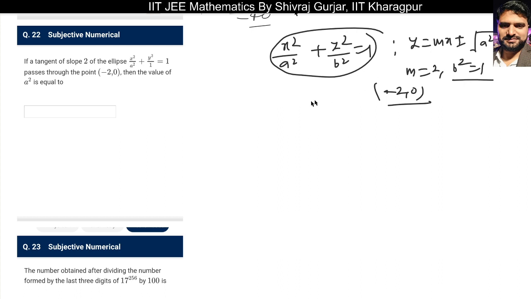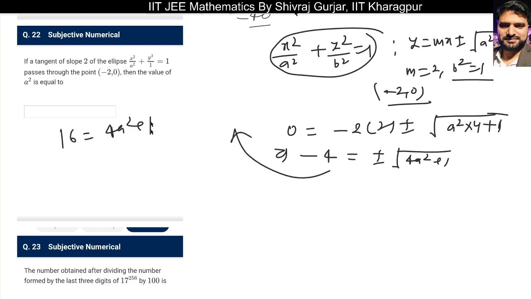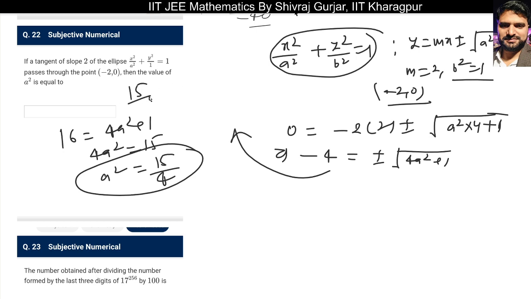Here m is given as 2 and b square is given as 1, and this tangent passes through minus 2, 0. So 0 equals minus 2m, which is 2, plus minus root of a square m square, m is 2, so 4a square plus b square, which is 1. So basically this is minus 4 equals plus minus 2 root of 4a square plus 1. Square it: 16 equals 4a square plus 1, so 4a square equals 15, so a square equals 15 by 4, which can be written as 3.75.